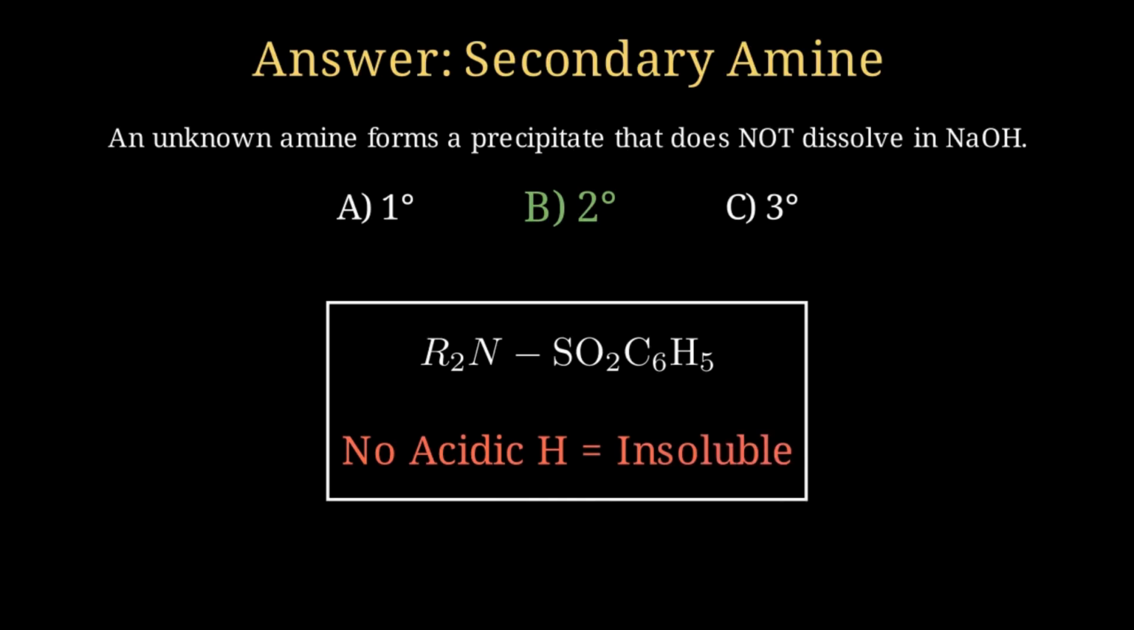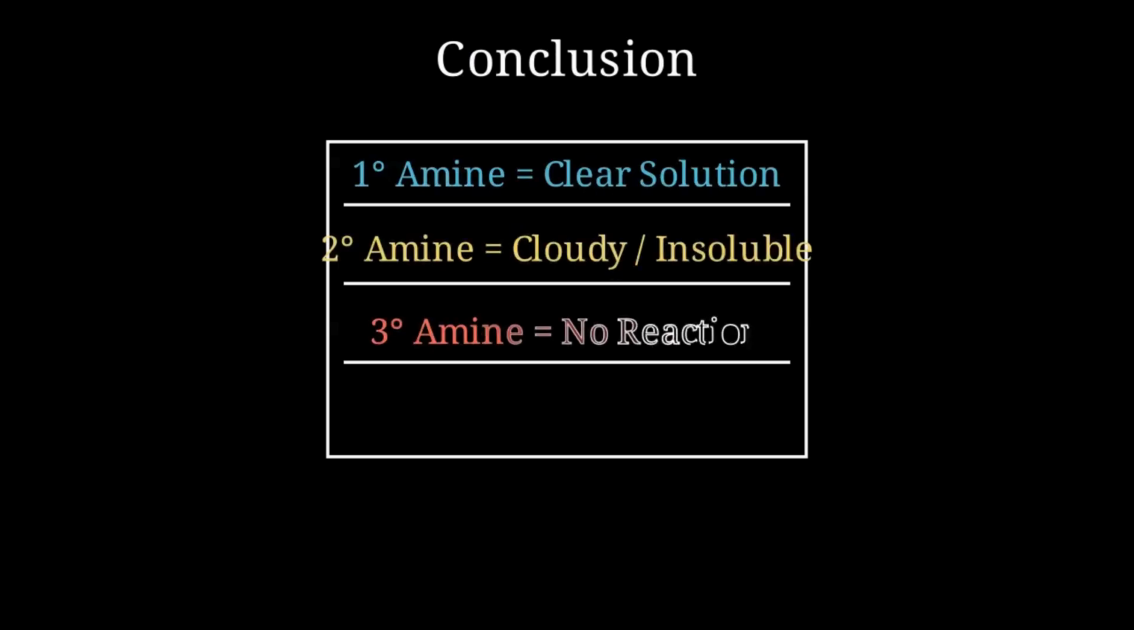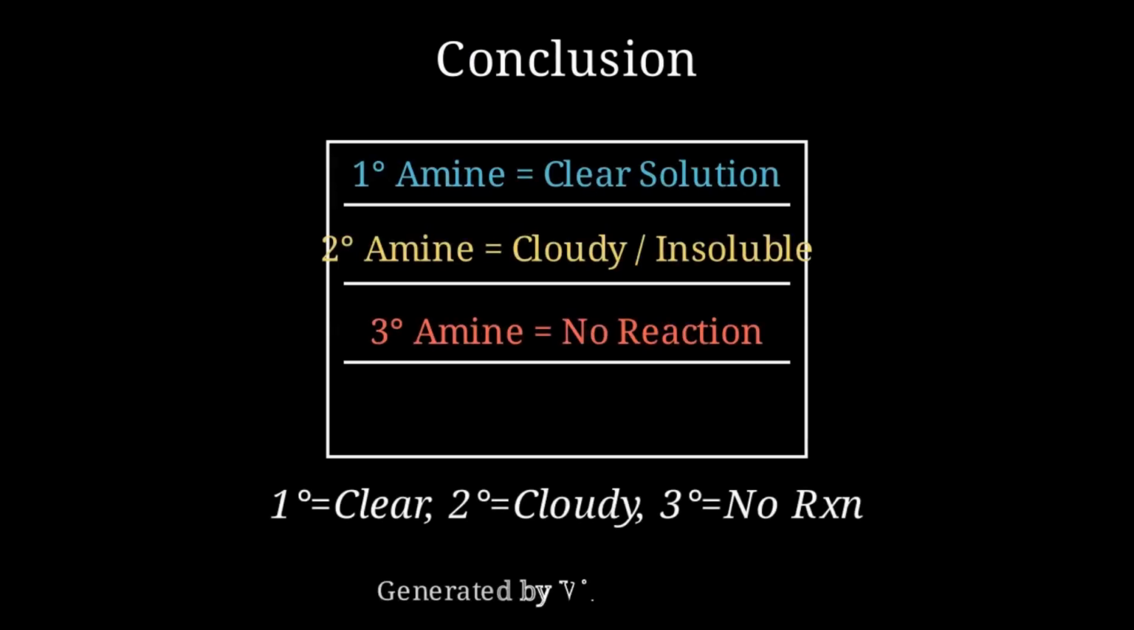The Hinsberg test remains a cornerstone of classical qualitative analysis. By observing solubility changes, you can quickly categorize any simple amine.